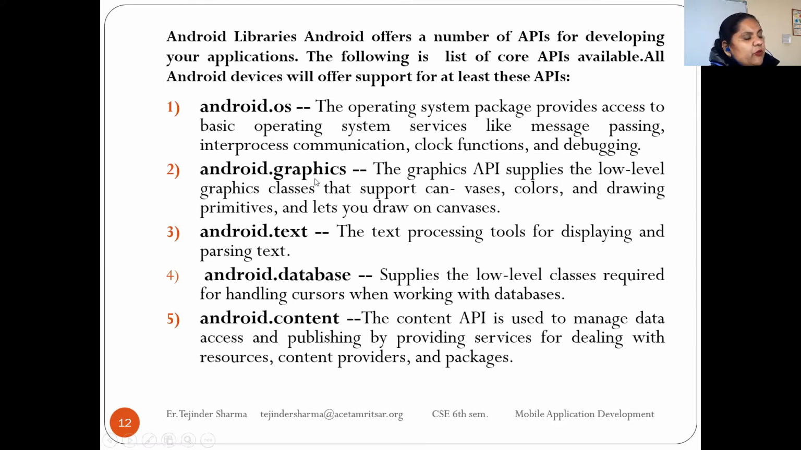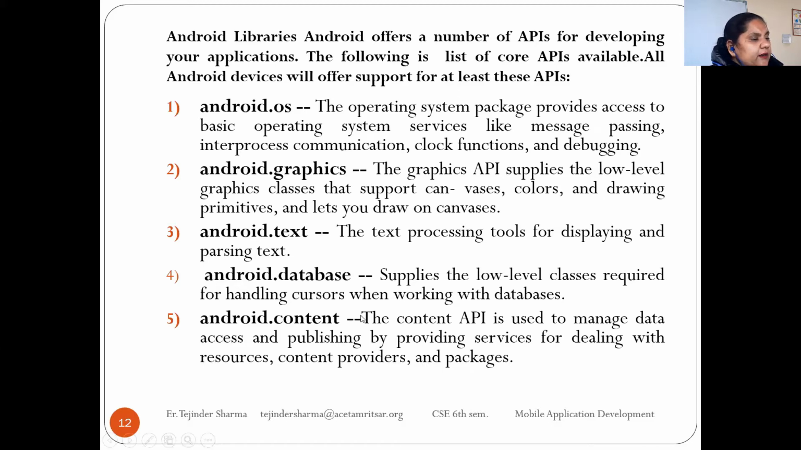Then graphics. If you want to use graphics in your apps, like different colors, different canvases, different drawings, that will be supported by Android.graphics. Then text, where you use different fonts of the text. This is a processing tool for displaying and parsing of the text. Then Android.database gives you the cursors when working with the database. A cursor is nothing but a temporary area where you store the results of your query. Then these results of the query are fetched and displayed in different boxes or different containers.